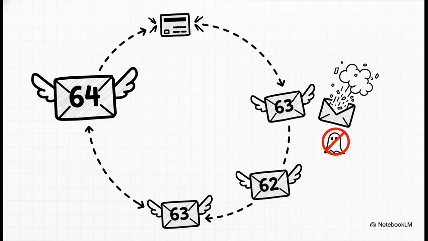But wait, what happens if a packet gets lost? Stuck in some kind of routing loop? Well, to stop that from happening, every packet is born with a little countdown timer called time to live, or TTL. A common starting value is 64, and at every single router it hops to, this number gets decreased by 1. If that counter ever hits 0, the packet is just destroyed. It's a brilliant safety feature that prevents these ghost packets from just circling the internet forever.